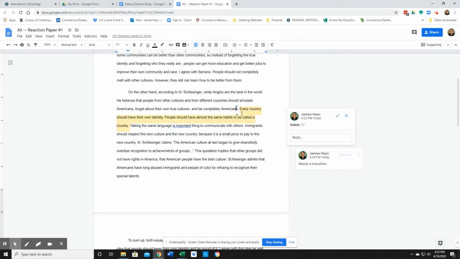and be completely American, not Americans in this sense. You're talking about be one person. So you put like that. And then here's one. If it says resolve, that means you need to do something.